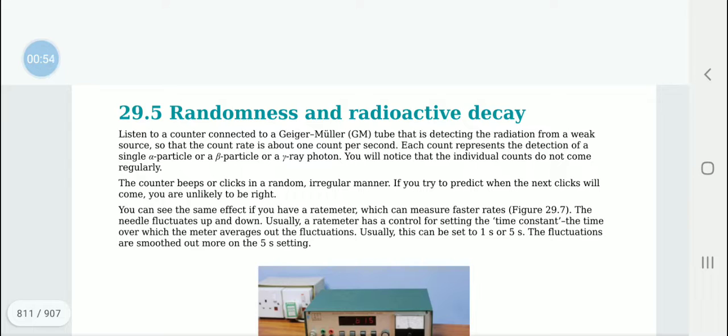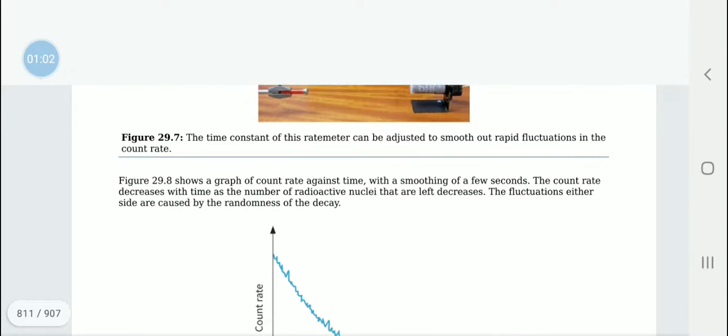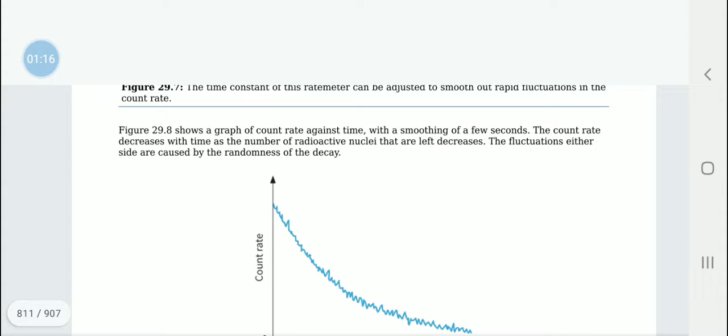This is because it is random, and we can't predict when the next decay is going to come. However, if you take a graph of count rate against time of a sample, you will see that it would have a shape like this. You can remember how the half-life is. When a sample decays, what happens to the time it takes for the sample to halve?